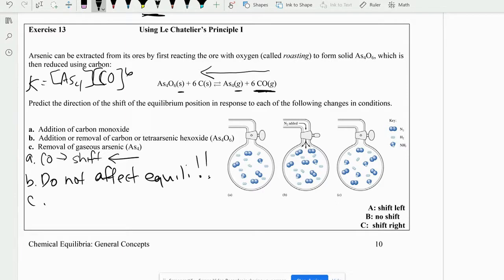All right, let's do the last one. What if I removed that As4, that arsenic gas? In this case, you're getting rid of something. If you're getting rid of As4, what direction do you think this reaction is going to shift in order to reestablish equilibrium? That's right. As long as I keep getting rid of As4, it's going to shift right to make up for that. When it removes that product, it needs to form more of it, so it shifts to the right. Hopefully that wasn't too bad.